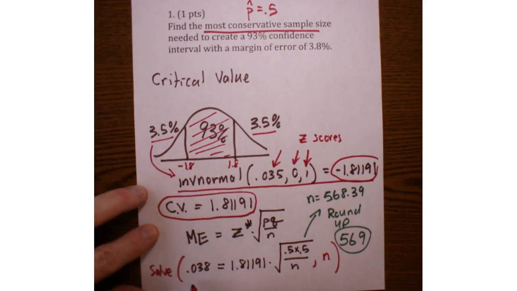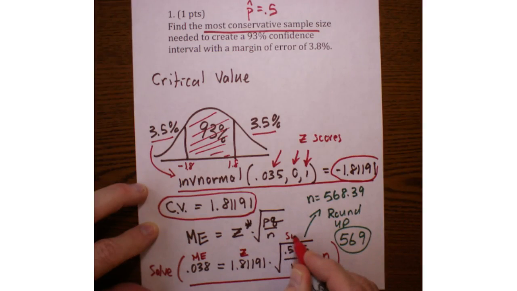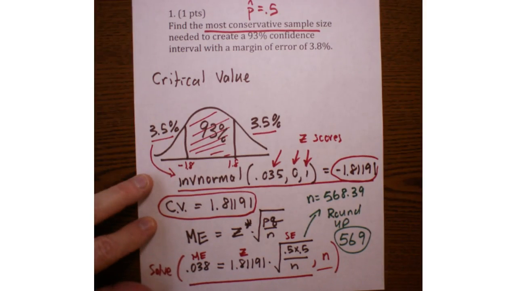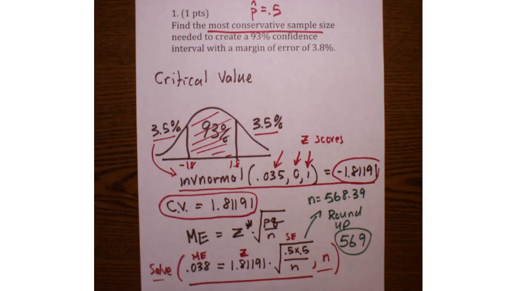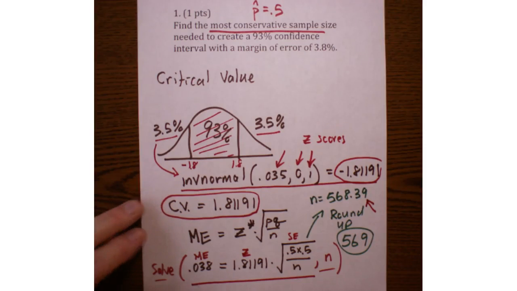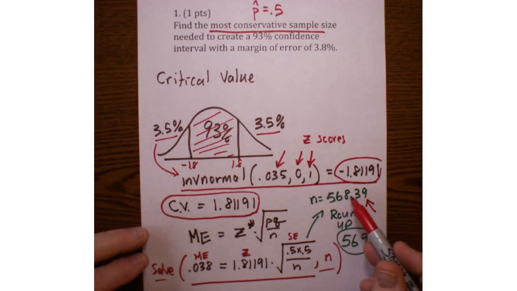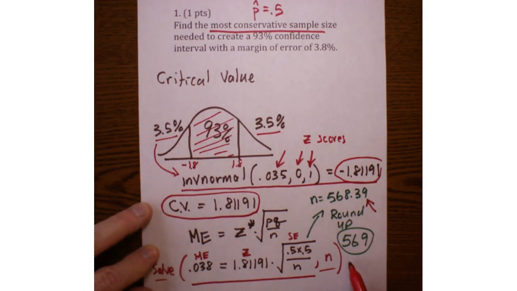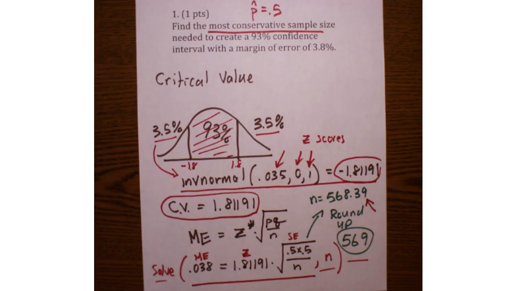So I write my margin of error equation: the margin of error, the special z-score, the standard error. I type this into my calculator, and then I go comma n, and I use my solve command, and that gave me an answer of 568.39. We always round this up. If I rounded down, I would not have enough people to get within my margin of error of 3.8%. So we always round up, and we use 569 people. In practice, we would probably just use 600 people and be done with it.